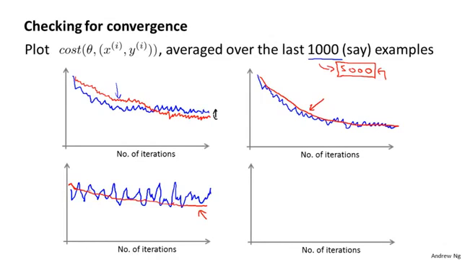Of course, when you average over a larger number of examples, say 5,000 examples, I'm just using a different color, it's also possible that you see that the learning curve ends up looking like this. That it's still flat even when you're averaging over a larger number of examples.